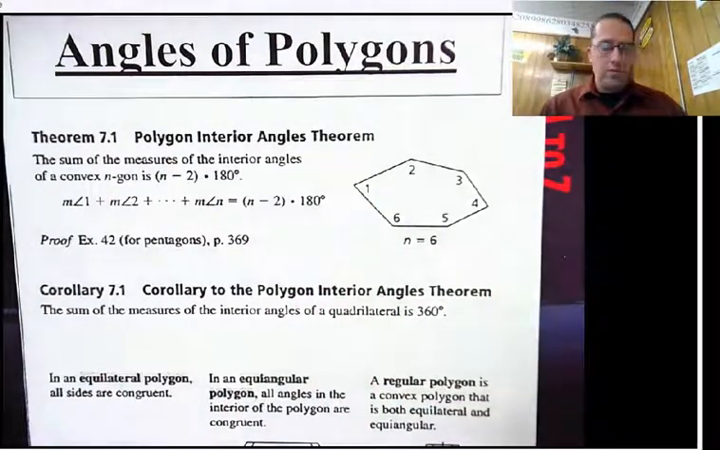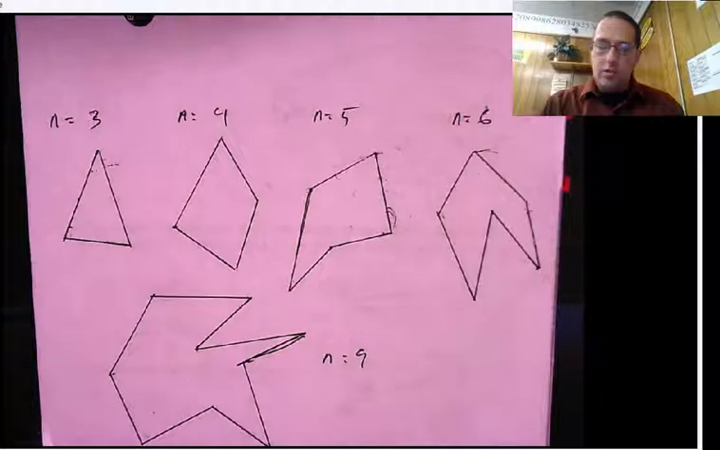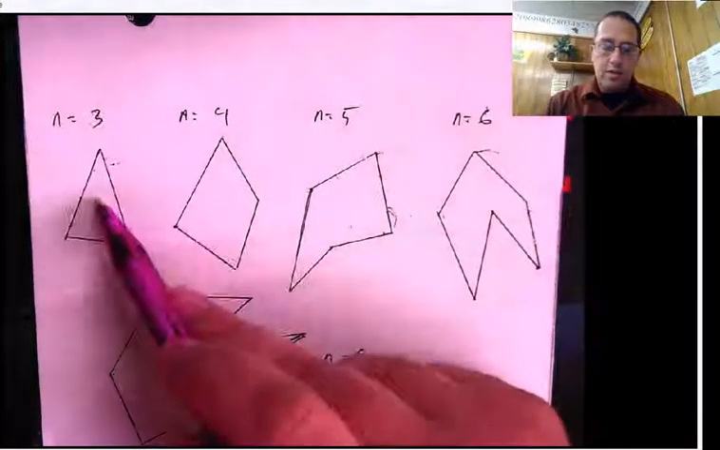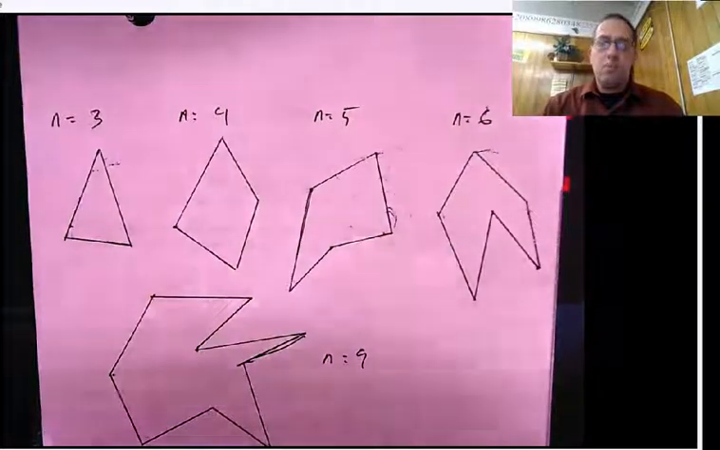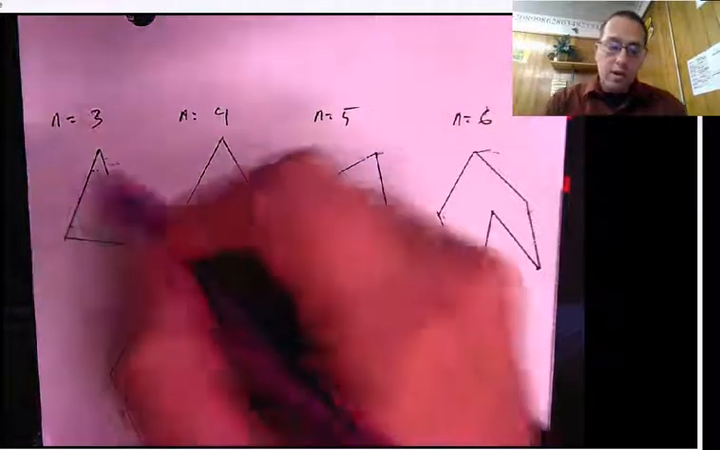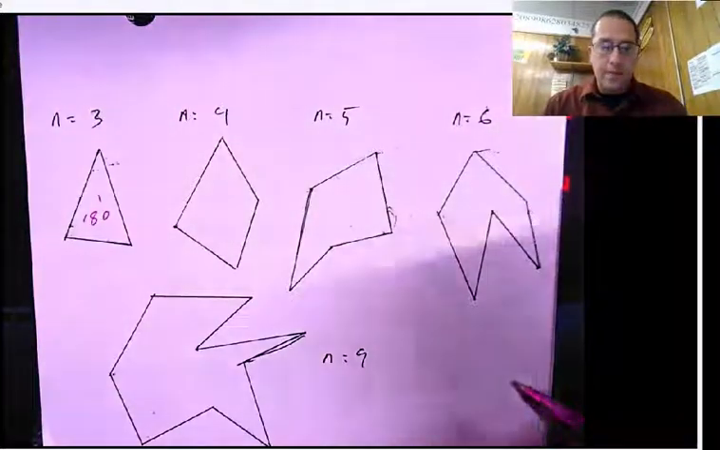Why does it do that? What's up with that? Well, here's the thing. All polygons are made up of triangles. All right, so here I have a triangle. It has 3 sides. It's got 1 triangle. What's the measure of the angle of a triangle? Well, we know from the triangle sum theorem that this adds up to 180 degrees. We have 1 triangle, right?